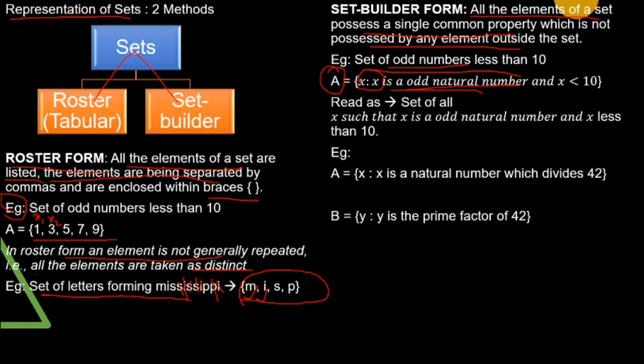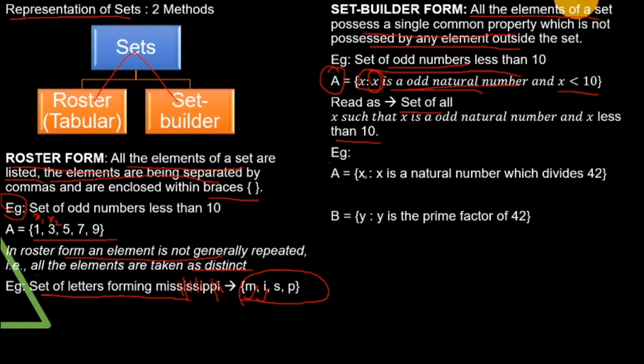What letter did we use to represent the element? x. Individually you will say x1, x2, x3 in specific. So x less than 10. It is read as: set of all x such that x is an odd natural number and x is less than 10. We'll have an example.